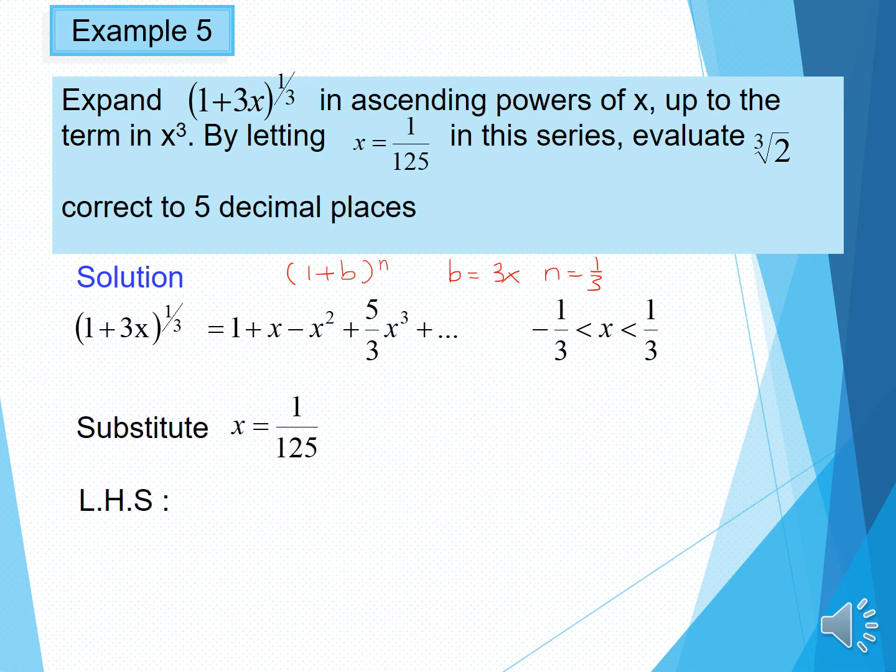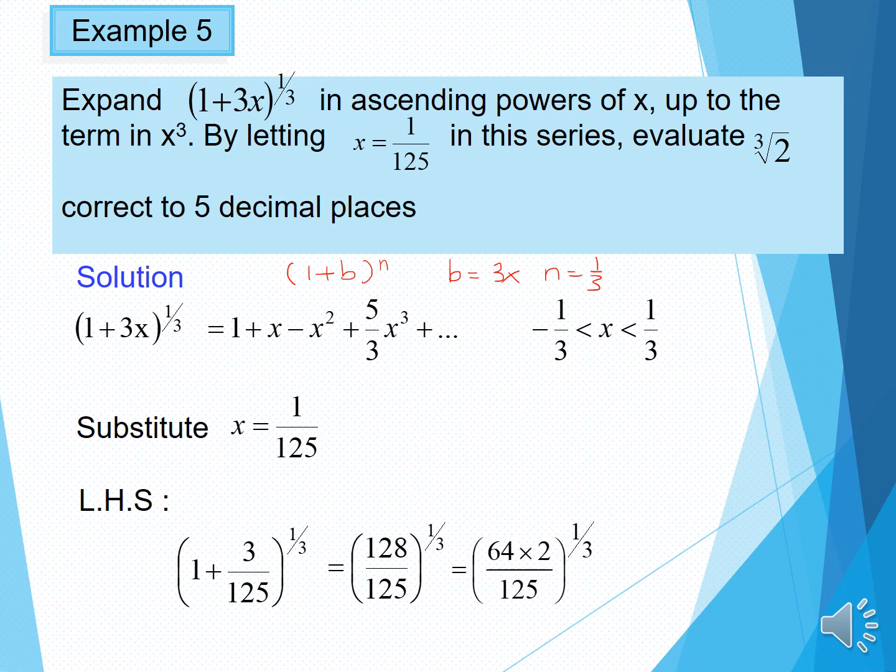From the left-hand side, substitute x equals 1/125. Simplify. 128 is equivalent to 64 times 2. So we get 4 times the cube root of 2 over 5.